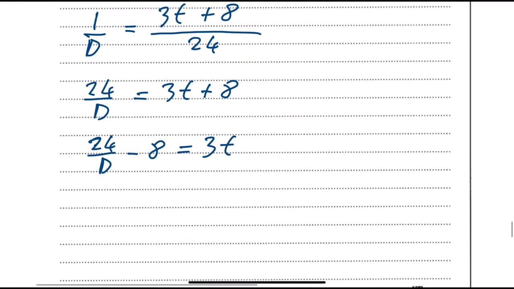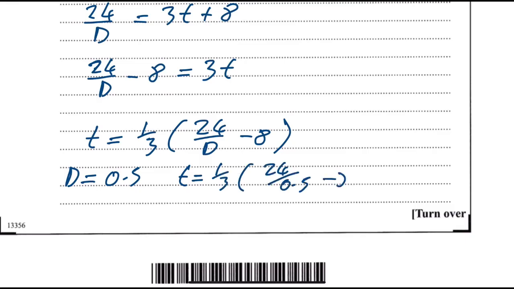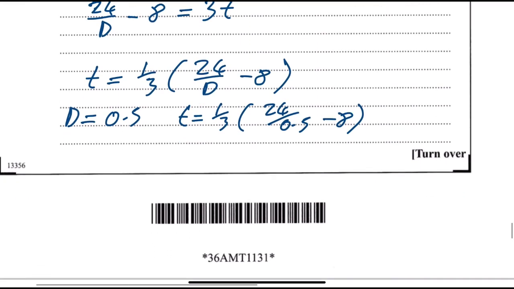So you've got that for your 3t. Then t is going to be 1/3 times 24 over D minus 8. Now, they wanted to find the time when the depth was 0.5. So put D equals 0.5. Then t will be 1/3 times 24 over 0.5 minus 8. 24 over 0.5 would be 48. Take away 8 would be 40. Then multiply by 1/3. That's going to be 40 over 3.